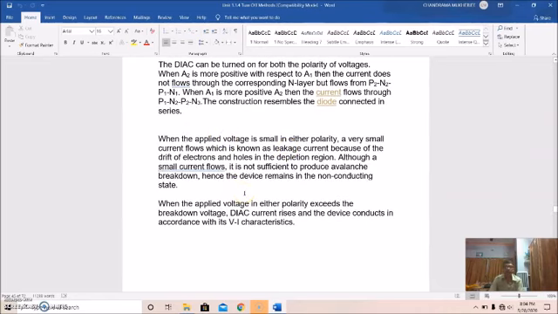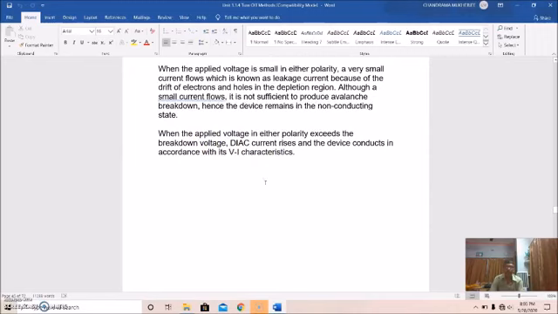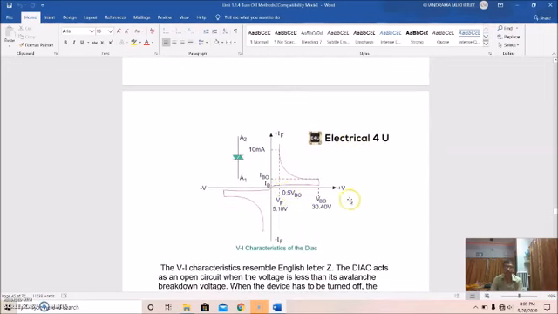When voltage is applied in either polarity, a very small current flows, which is known as the leakage current, because of the drift of the electrons and holes in the depletion region. Although a small current flows, it is not sufficient to produce avalanche breakdown, hence the device remains in the non-conducting state. When the applied voltage in either polarity exceeds the breakover voltage, the DIAC current rises, and the device conducts in accordance with the characteristic that is shown here. This is the way, in either this direction or this direction. So this is the symbol.